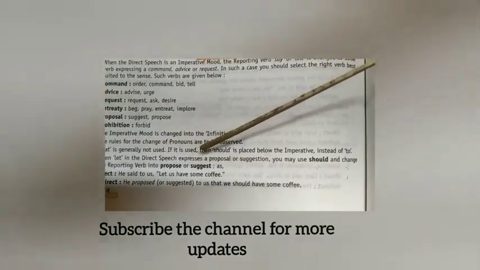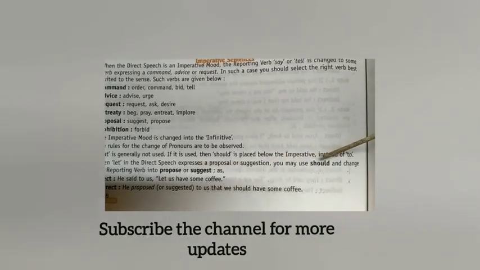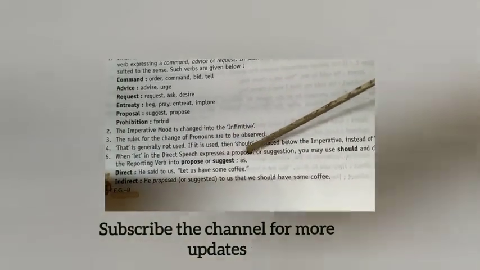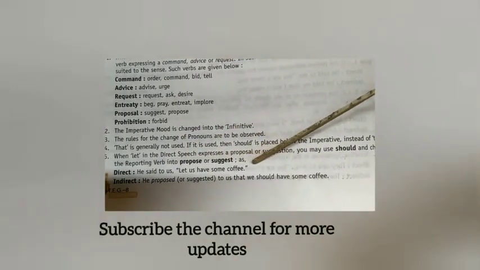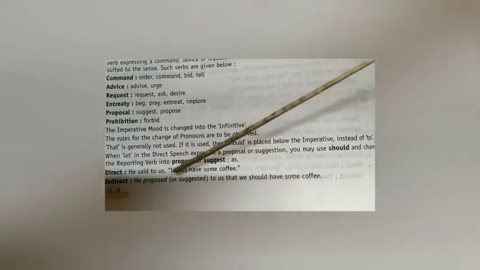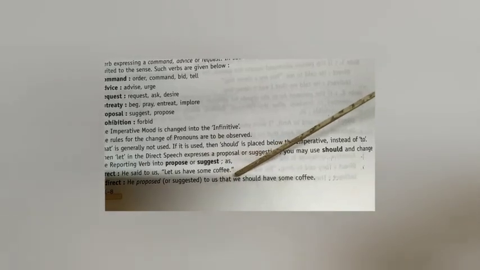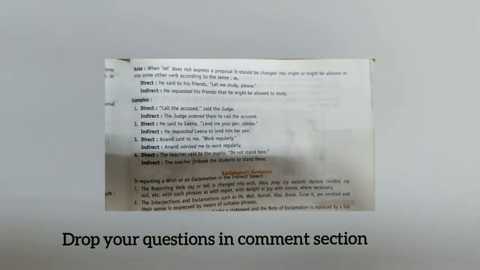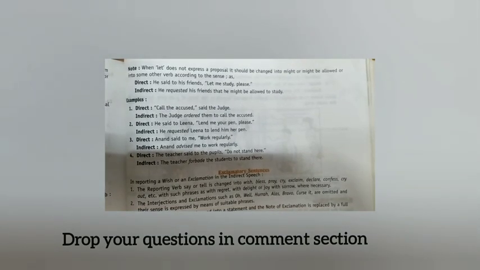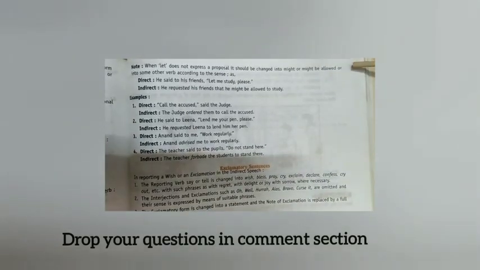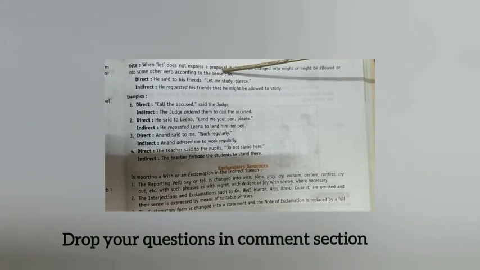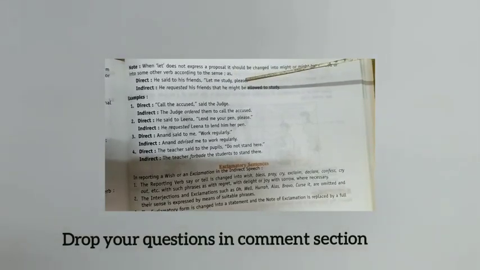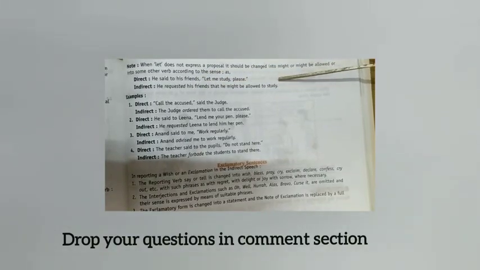Next point says when let in the direct speech expresses a proposal or suggestion, you may use the word should and change the reporting verb into propose or suggest. Let us see the example. He said to us, "Let us have some coffee." Indirect: he proposed, or we can also write he suggested to us that we should have some coffee. The suggestion is involved. Now, when the word let does not express a proposal, it should be changed into might or might be allowed, or into some other verb according to the sense. How? He said to his friends, "Let me study please." In indirect it would be: he requested his friends that he might be allowed to study.